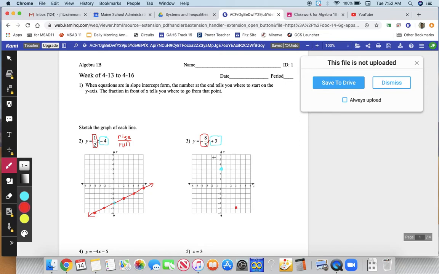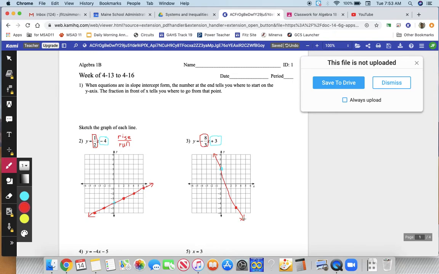Now your line's only made up of 2 points on this one. I can't fit a third point in. So there's my line. Yay! Fully graphed. Now you're going to notice this one is rising to the right. It's a positive slope, so it's rising to the right. This is a negative slope, so it's falling to the right.